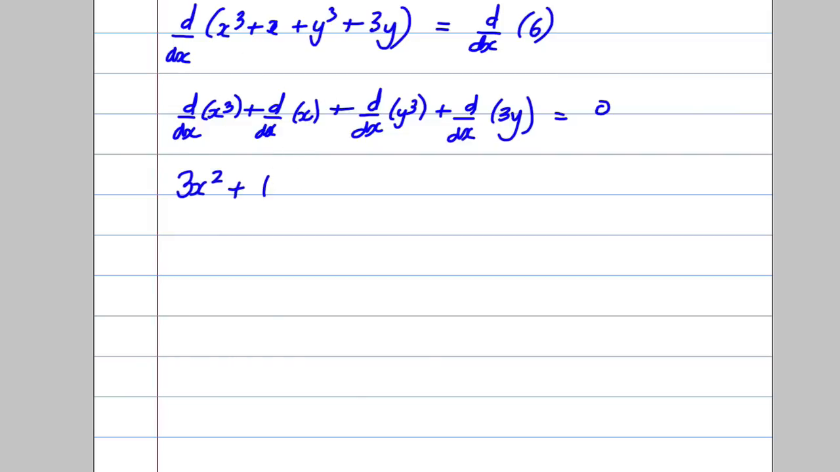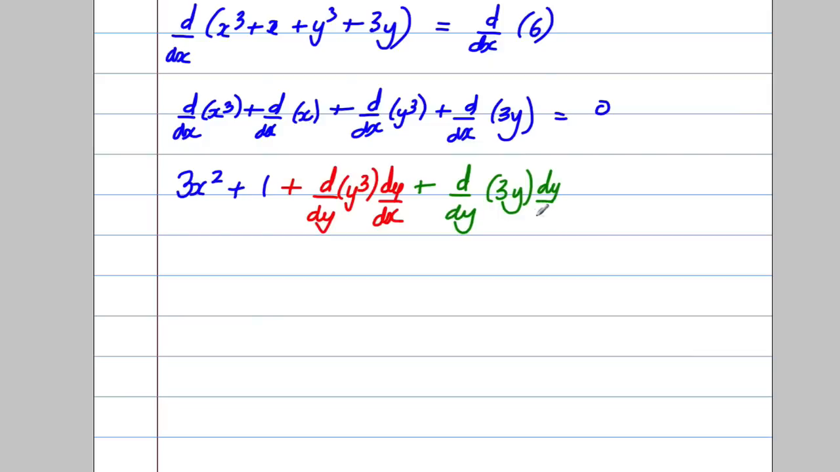Now this one, I need to be a little bit more careful. I'm going to trick myself into differentiating it with respect to y because it's a function of y, but multiply afterwards by dy by dx. And I'm going to do the exact same here. I'm going to trick myself into differentiating it with respect to y, but then post multiply afterwards by dy by dx. And I know that's going to be equal to 0.